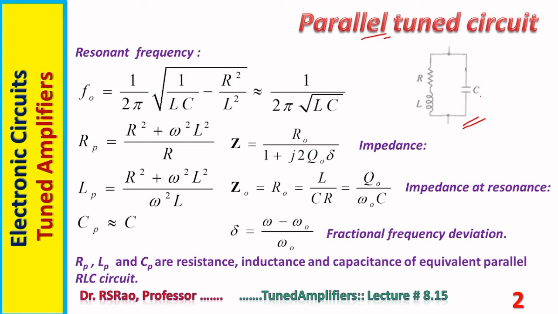Inductor coil is associated always with some resistance, however small it may be. That resistance is indicated by R here. L is inductance of the coil, C is capacitance of the capacitor in the parallel LC circuit. Now, this circuit has a certain resonant frequency. That frequency is given by 1 by 2 pi square root of 1 by LC minus R square by L square. Roughly it is 1 by 2 pi root LC.